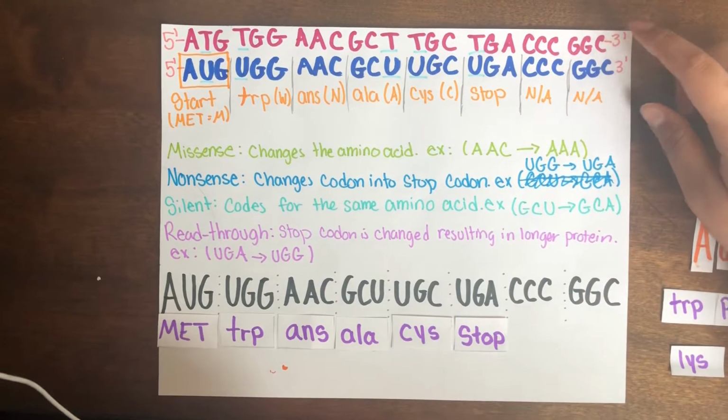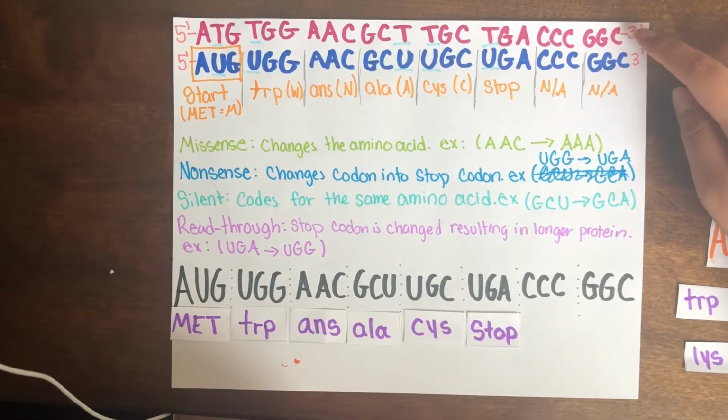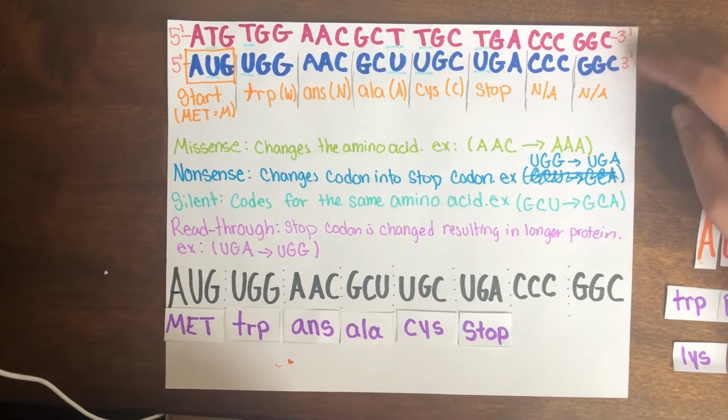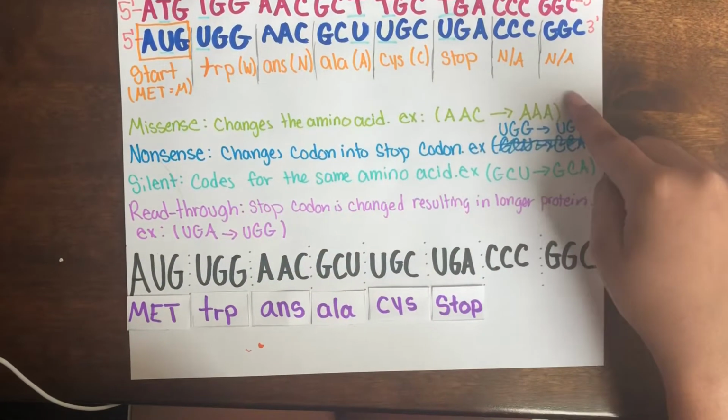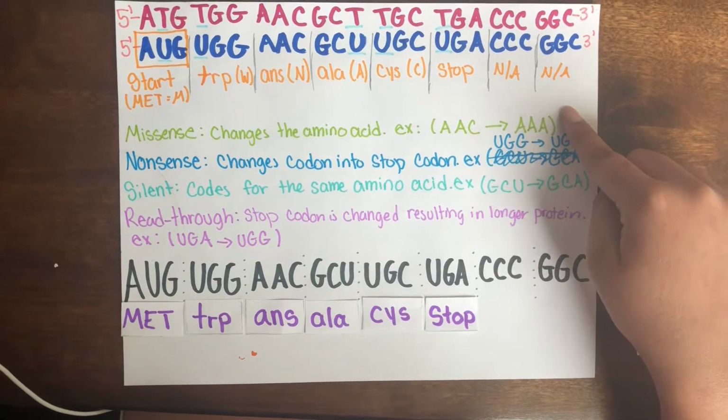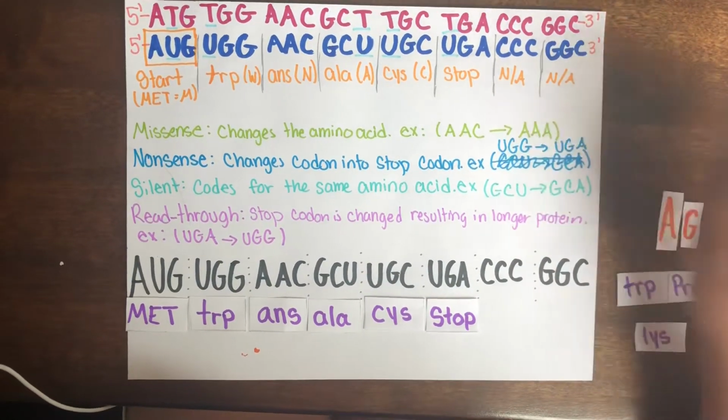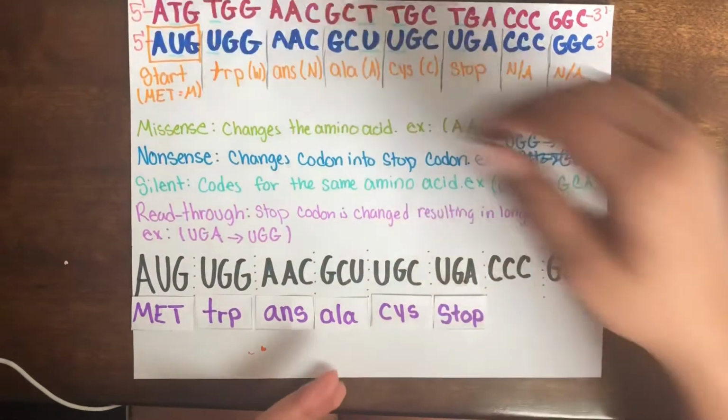Okay, so here's the DNA sequence that was given to us in prompt 41B, and I have translated it and determined the reading frame and got this corresponding amino acid sequence. So we're going to go through all the point mutations that could possibly happen to this sequence.